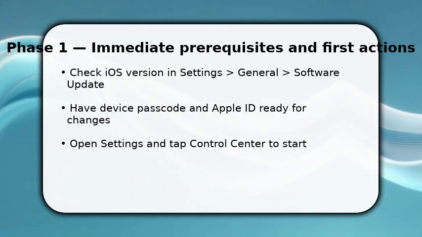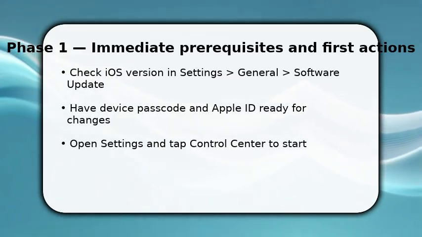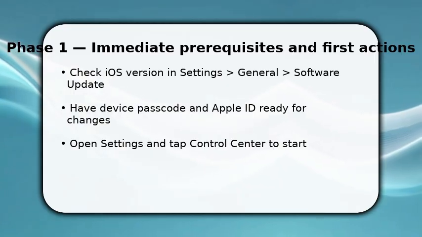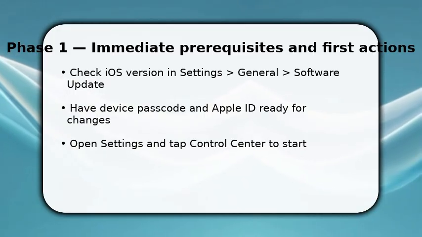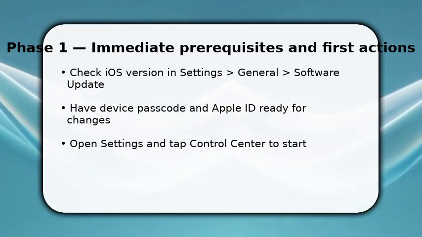Next, open Settings and go straight to Control Center. This is where you add or remove controls and change access settings. You're doing the essential checks first so nothing blocks the configuration, and after this step, we'll modify the controls themselves.